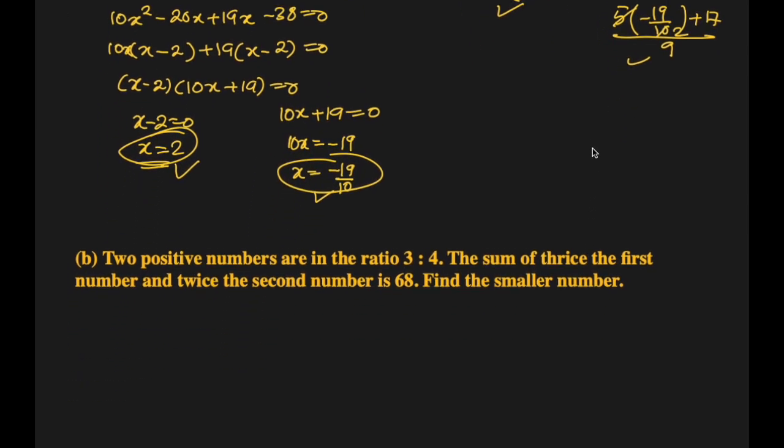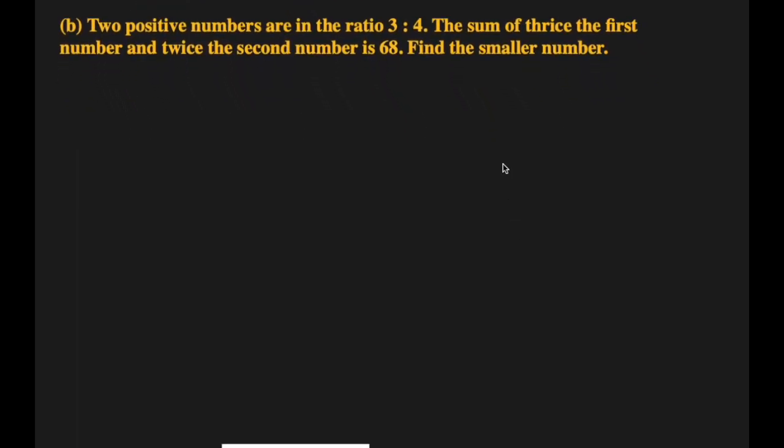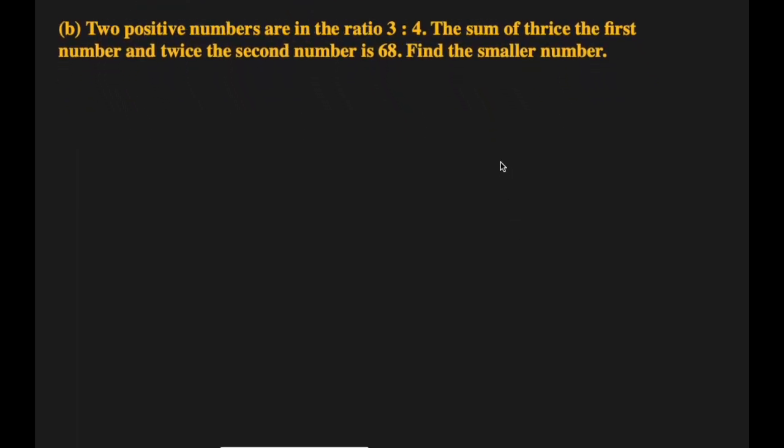It has a B part also. Two positive numbers are in a ratio of 3 to 4. The sum of thrice the first number. So let's assume the numbers first.